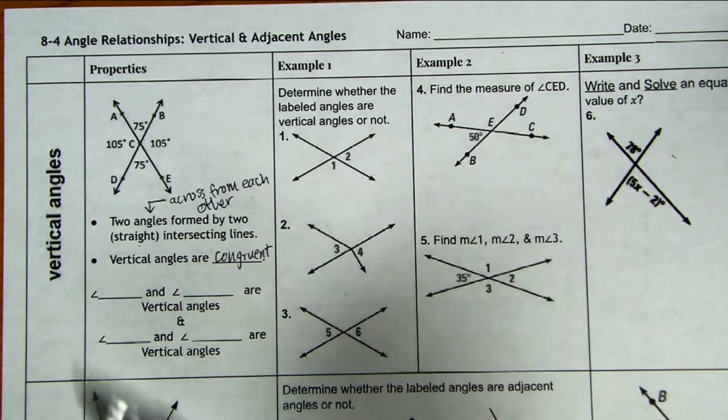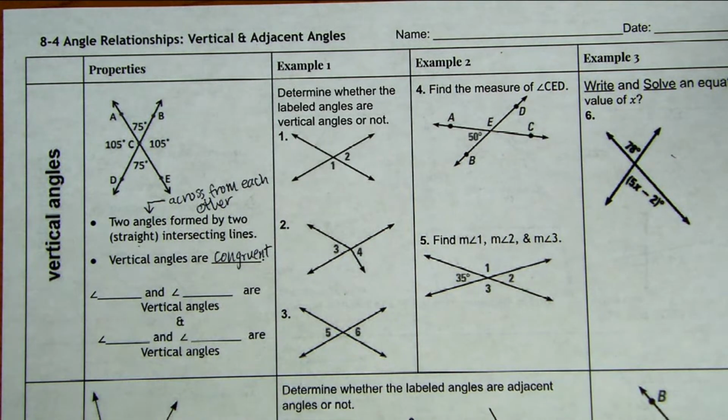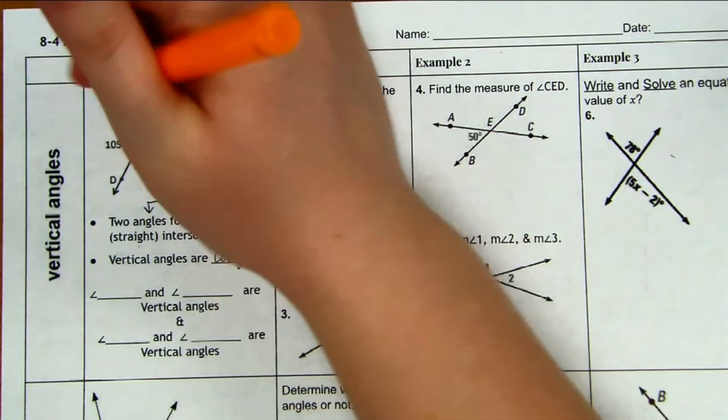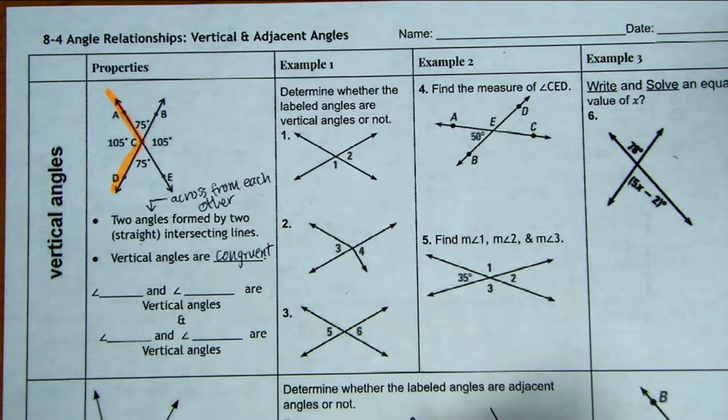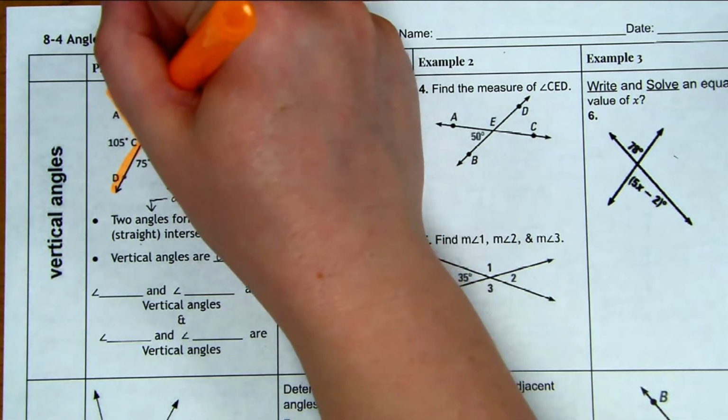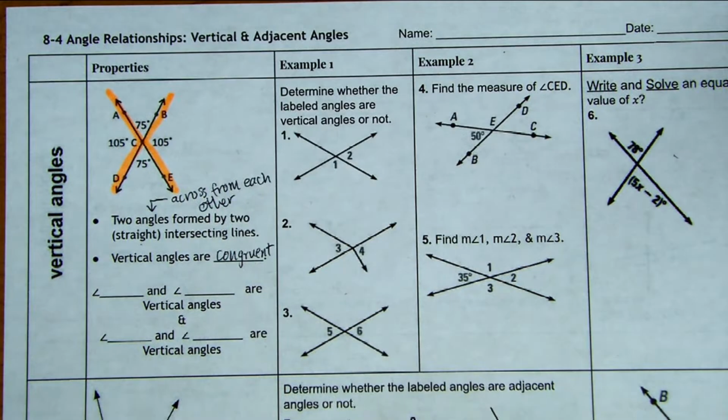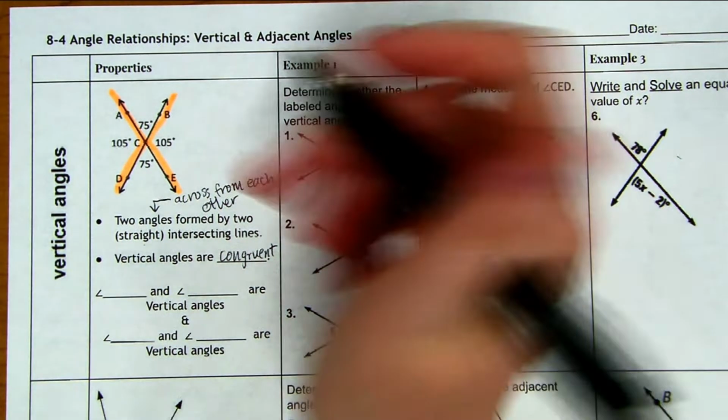So in this example here, we can identify that we have the angles formed across from each other, like angle ACD and angle BCE. That is one pair of vertical angles.